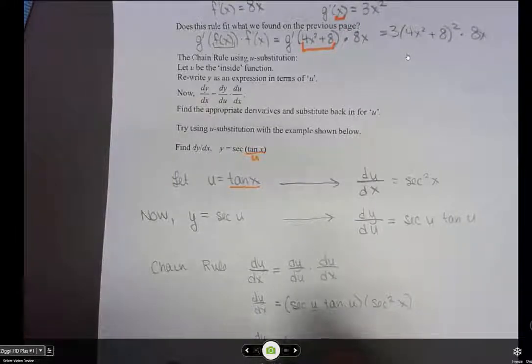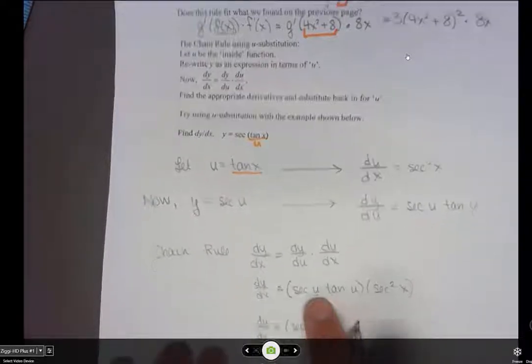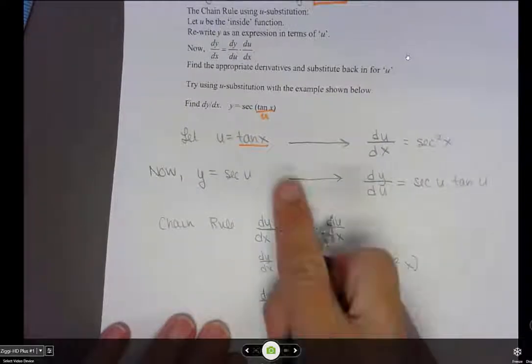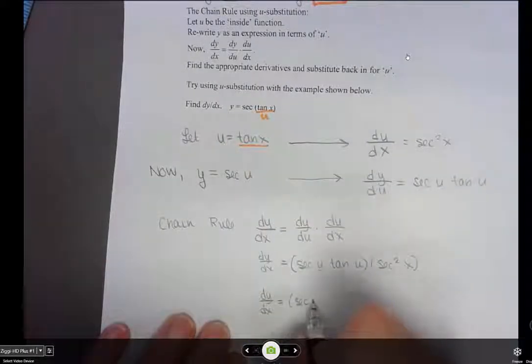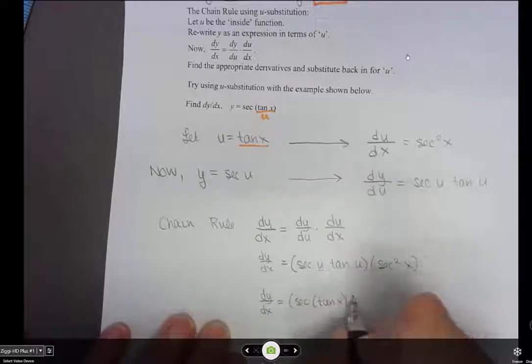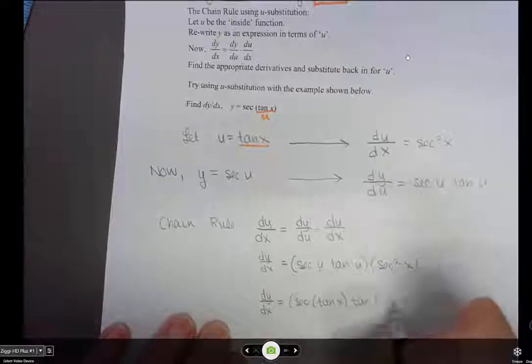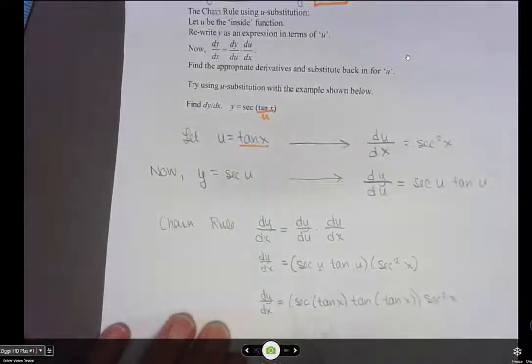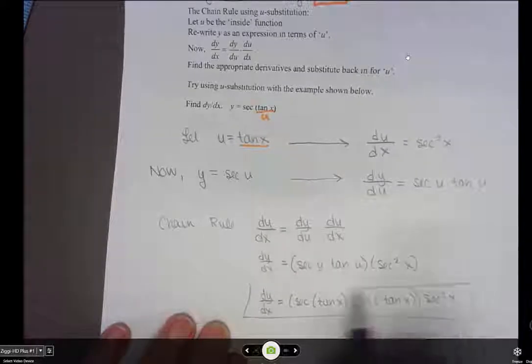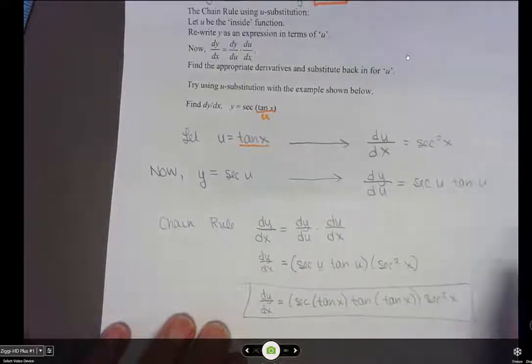So u is tan x. So secant of tan x times tangent of tan x, and then at the end times secant squared x. Okay. So this is our final answer for that problem. We'll do more examples so you see kind of how it works.